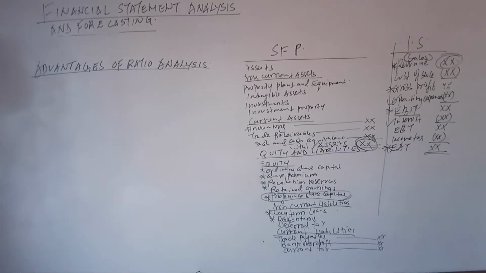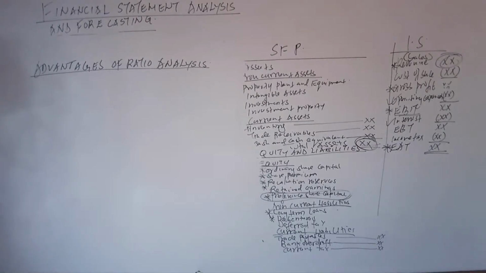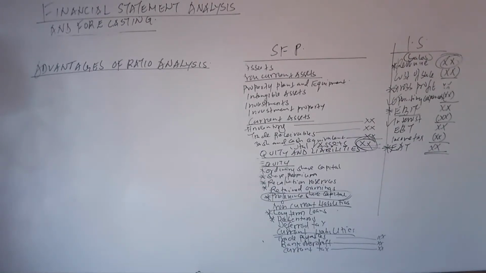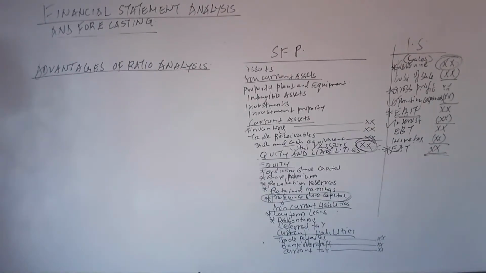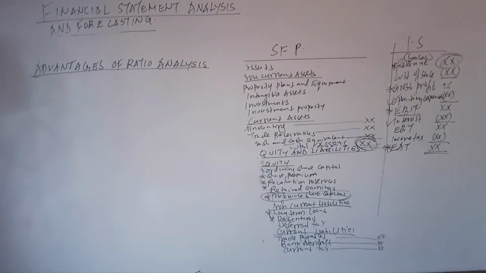Number 3, they indicate the level of asset utilization in generation of returns or sales, e.g., efficiency ratios.